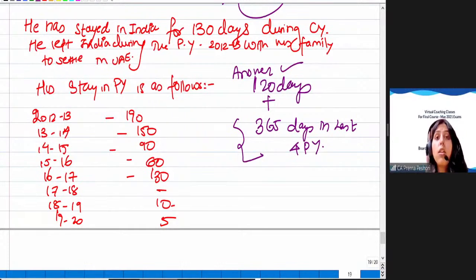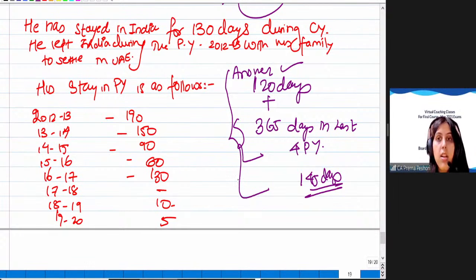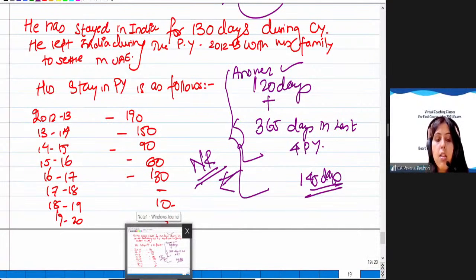He has been present in 19-20 for 5 days, in 18-19 for 10 days, in 17-18 he has not been present, and in 16-17 for 130 days. So he has been present only for 145 days in the last 4 previous years, right? So he is not satisfying this condition. He has been present in the current year for more than 120 days, right? But he has not been present for 365 days in the last 4 previous years, and therefore he becomes a non-resident. Clear?